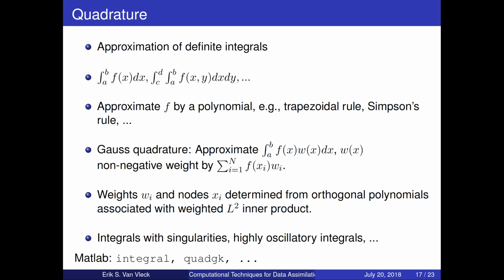Another standard operation is to approximate definite integrals. These can be in one or higher dimensions. So we've been familiar with these for a long time. We can approximate f with a polynomial. For example, with a linear polynomial, we get the trapezoid rule. With a quadratic polynomial, we obtain Simpson's rule. It's a very nice class of techniques based on Gauss quadrature, where basically the formulas come from determining weights, the wi's, and nodes xi to get optimal order of accuracy.